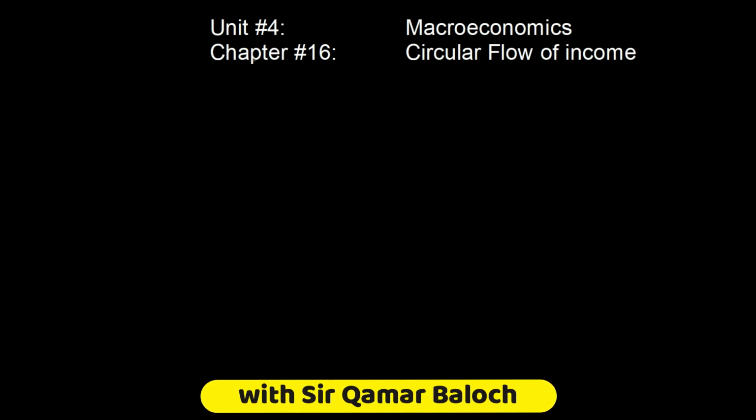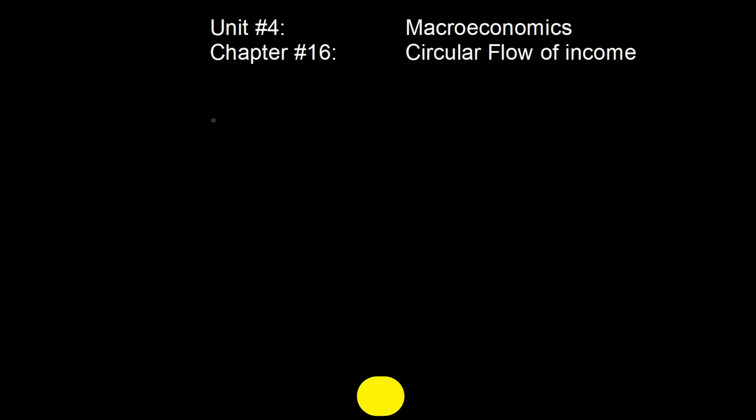Okay everyone, so this is unit number 4, macroeconomics, and this is from AS level economics, chapter number 16, circular flow of income. So in this video I'll explain how income flows between different economic agents in 2 sector, 3 sector and 4 sector economies, right? So we divide economies into 3 different types. Rather, there are only 2 types. One is closed economy and the other one is open economy, and closed economy is further divided into 2 types.